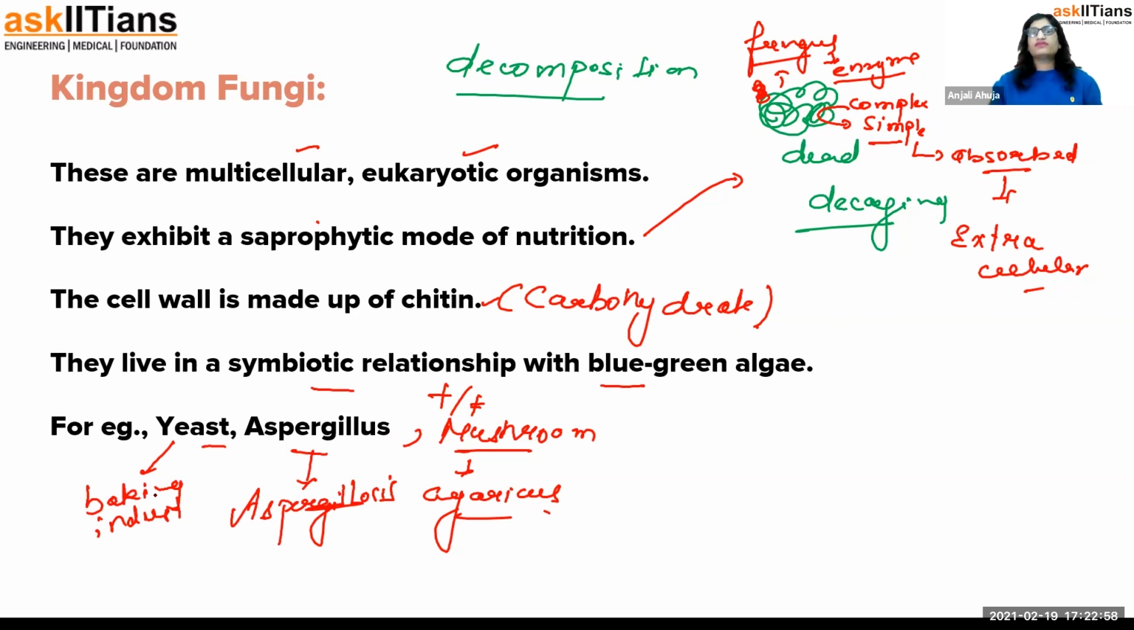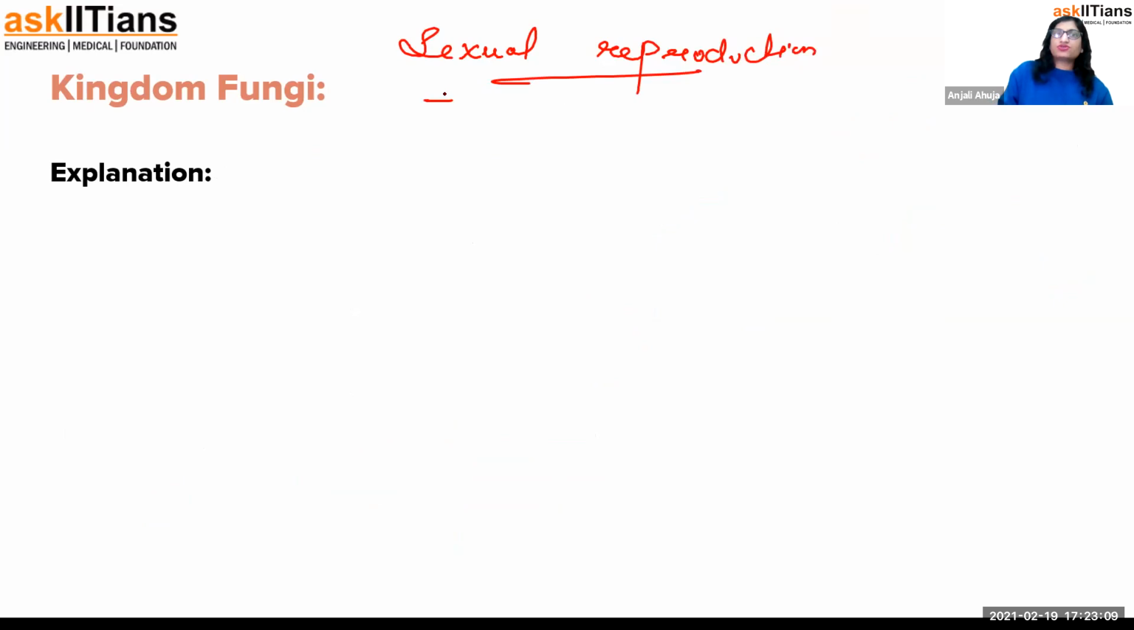Now, if I talk about fungal structure, they show different ways of reproduction. They show sexual reproduction also, where fusion of cells literally happens. And they show asexual reproduction also. In asexual reproduction, if I talk about yeast, it shows budding. You must have learned that in your lower grades.